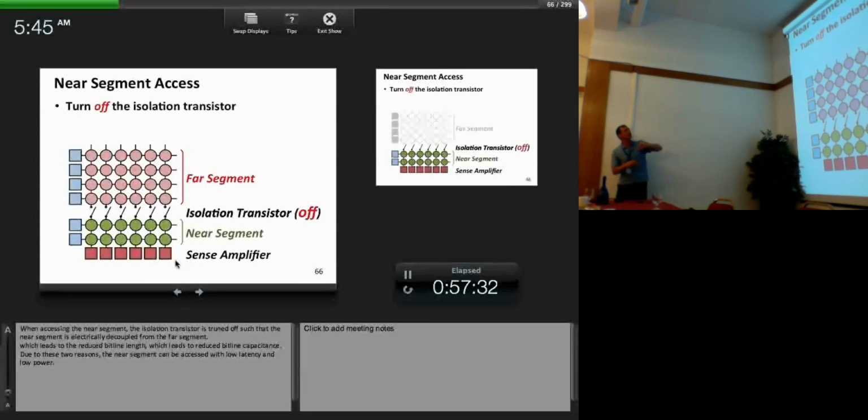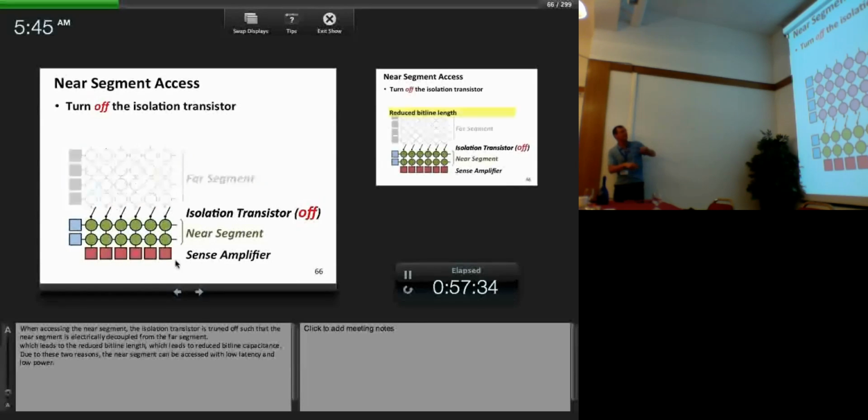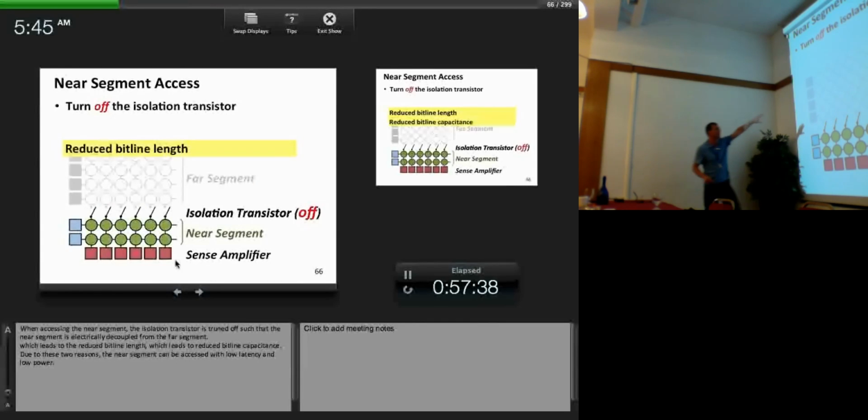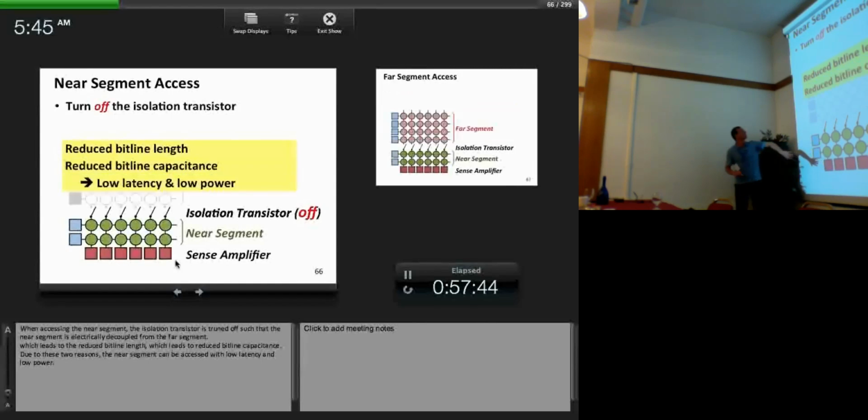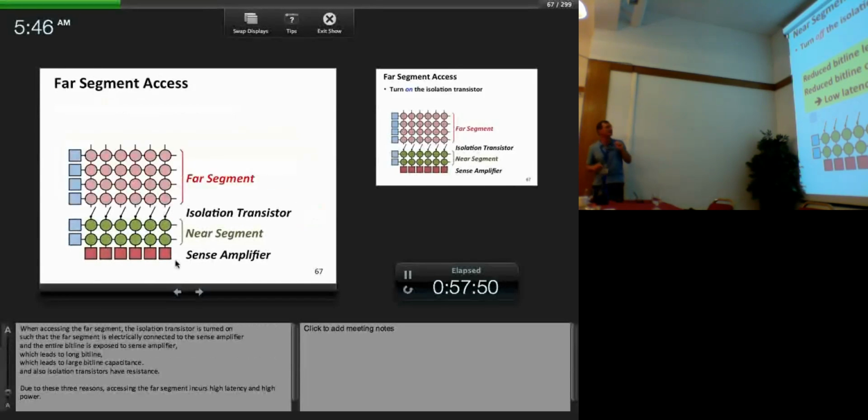If you want to access this near segment, you turn off the isolation transistor. As a result, this far segment doesn't really appear to the sense amplifier. So you get reduced bit line length that appears to the sense amplifier. You get reduced bit line capacitance. As a result, you get low latency and low power, and I will show you results related to this.